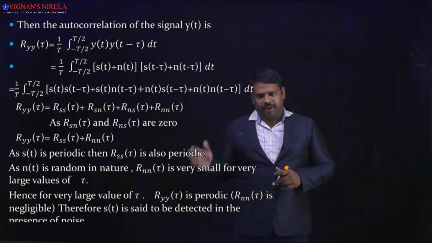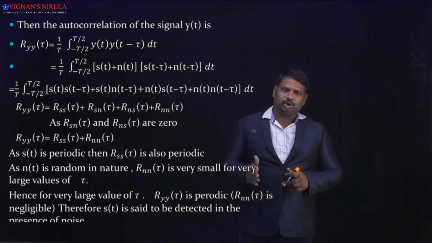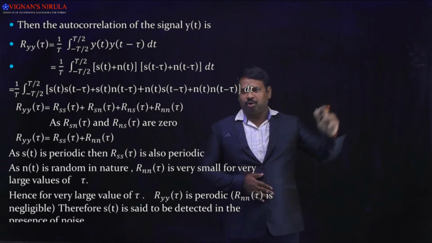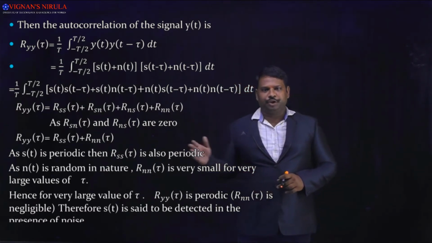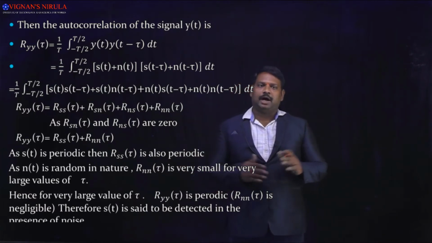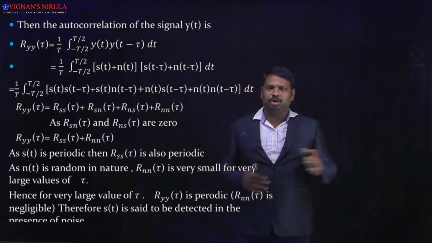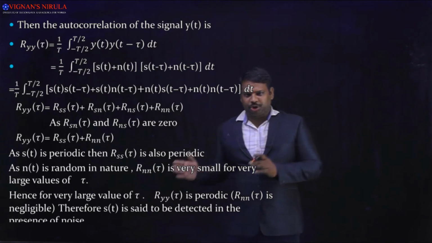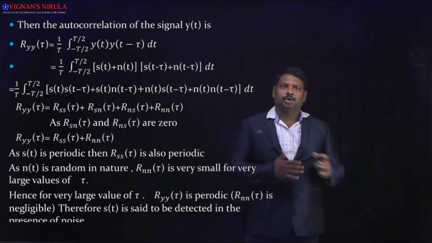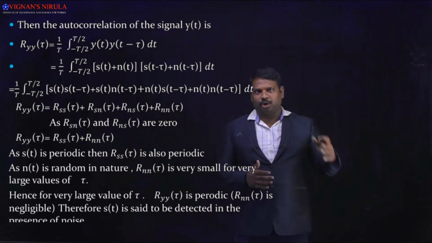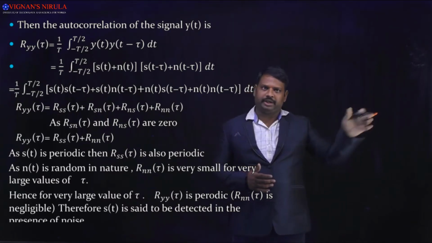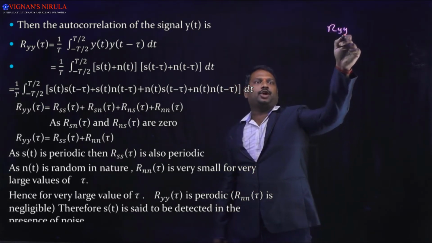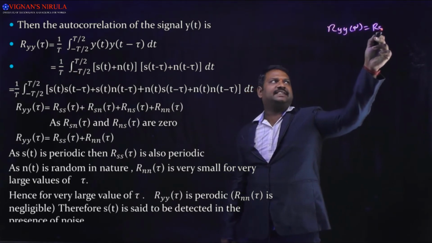Whereas N of t is random in nature, therefore Rnn of tau will be very small for very large values of tau. Hence, for very large values of tau, Ryy of tau is periodic and equal to Rss of tau, where Rnn of tau is negligible. Therefore, S of t is detectable in the presence of the noise signal, where the autocorrelation of the noise is negligible at very large values of tau. Therefore, Ryy of tau will be equal to Rss of tau.